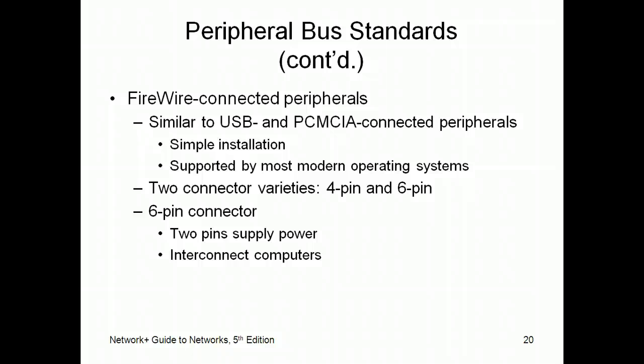FireWire, similar to USB and PCMCIA, has simple installation, but the kicker is a 4 and 6 pin connector. The 4 pin does not have power in the cord. The 6 pin does. It has 2 pins supplying the power, and that's where, to me, the selling point of FireWire is. Because you can still today buy external FireWire devices that do not have to have power plugged in the wall. So you can literally have your laptop, plug in FireWire, done. You're working, okay? And the power's running through two of the wires going to the device.